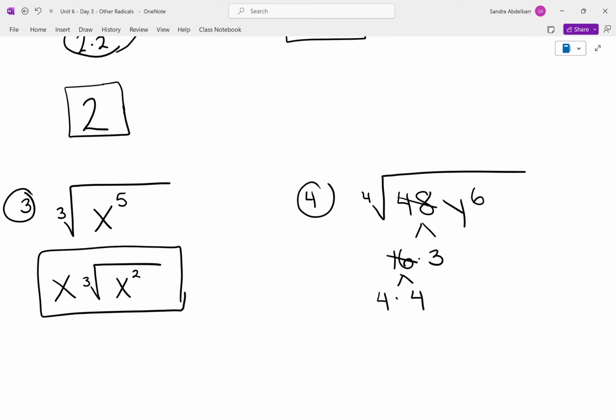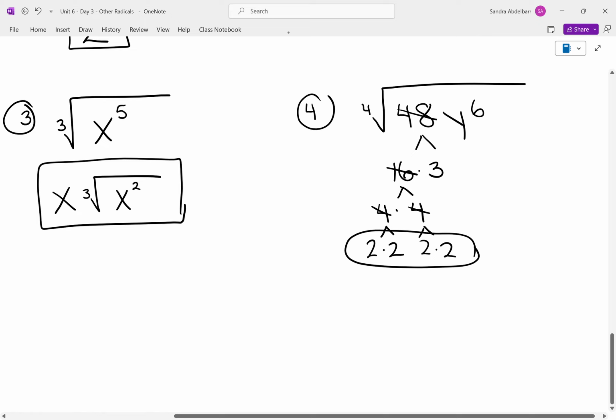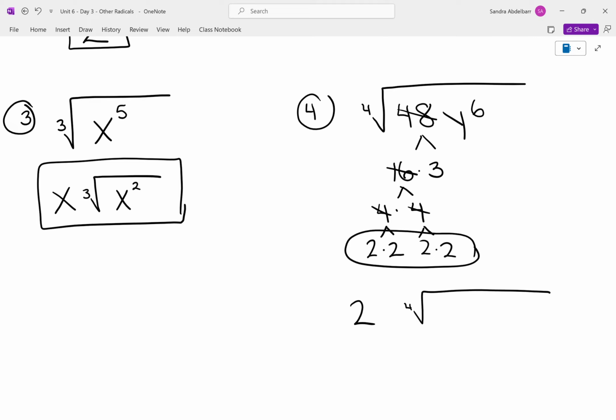Can I just circle those 4s? No, because we're looking for groups of 4. So now we're breaking down that 4 into 2 and 2, breaking down that 4 into 2 and 2. Do I have a group of 4? Yes. So now 1 group of 2 is coming out. So 1 2 is coming on the outside. What is left on the inside?